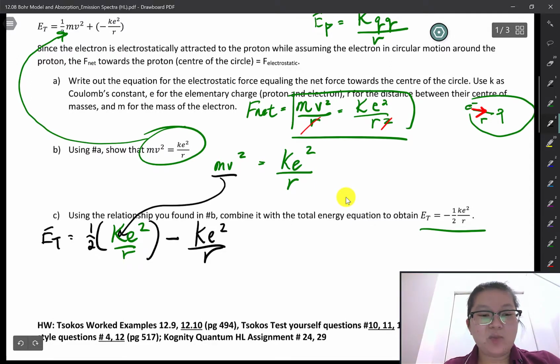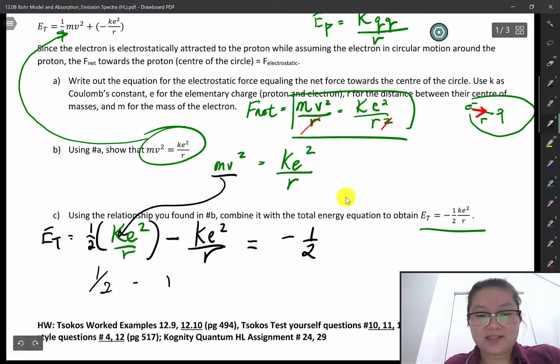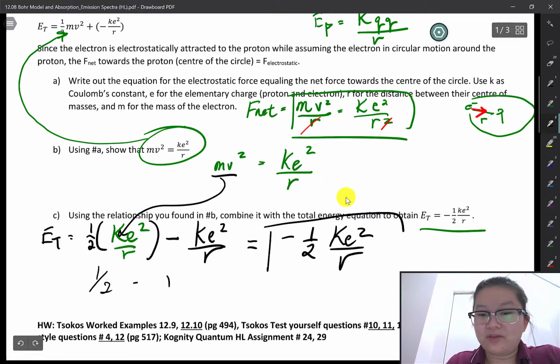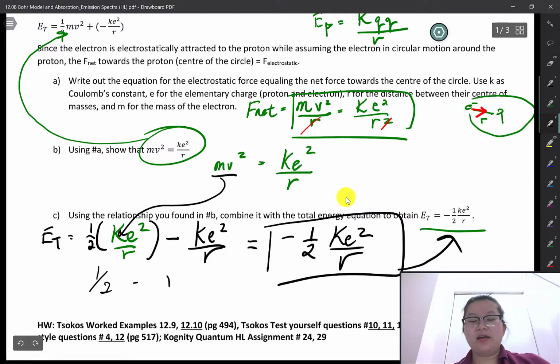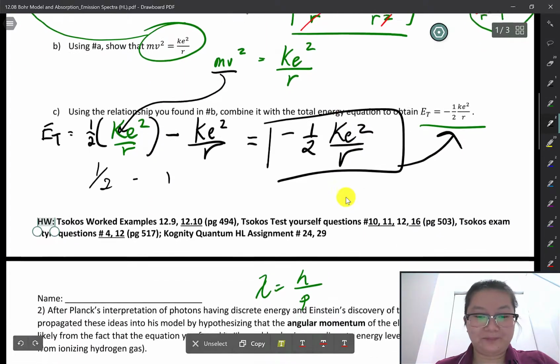So now we end up with 1/2 ke squared over r minus the full ke squared over r, and if we just add them together, this is essentially just 1/2 minus 1. So this leaves us with minus 1/2 of whatever is inside, that's ke squared over r. And there you go, we've shown that the total energy is essentially minus 1/2 of ke squared over r.